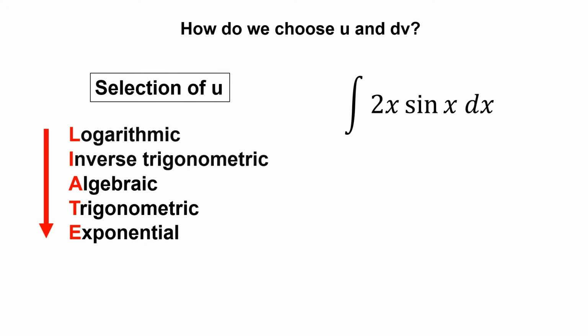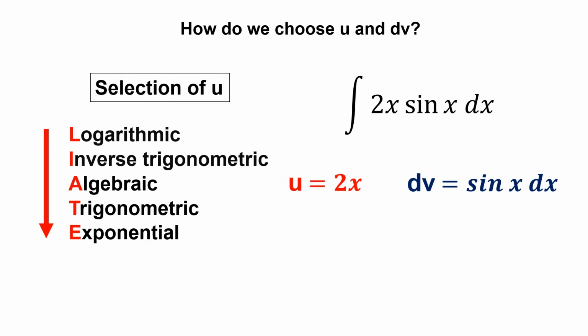As an example, for this function we have 2x, which is an algebraic function, and sin x, which is a trigonometric function. Notice that algebraic function has a higher order compared to trigonometric, so we choose 2x as the part of the function that equals u. After we have chosen the u, the remaining part of the function becomes dv, including the dx.